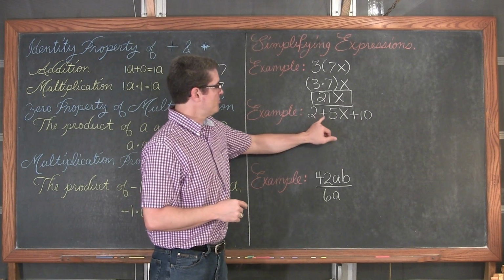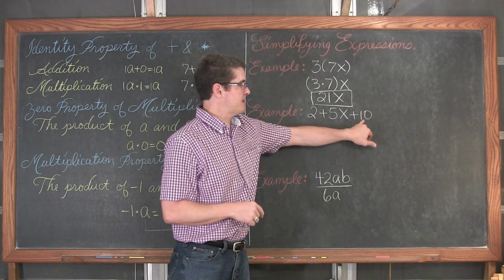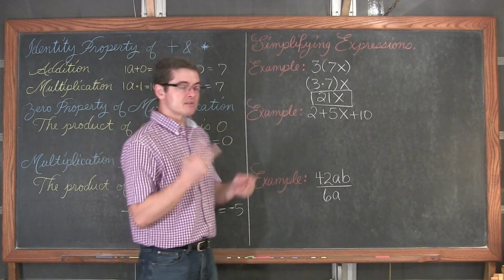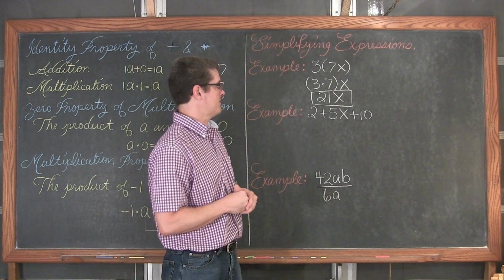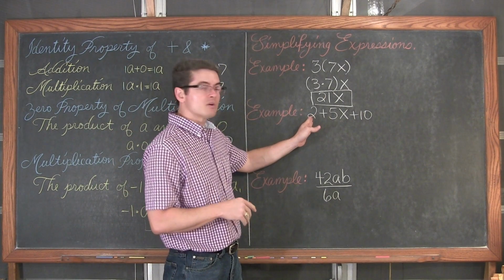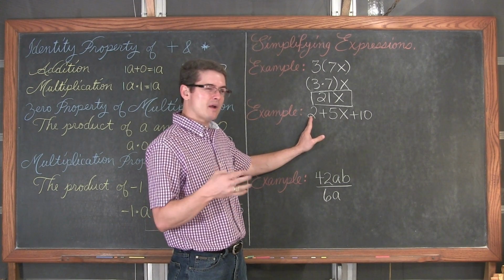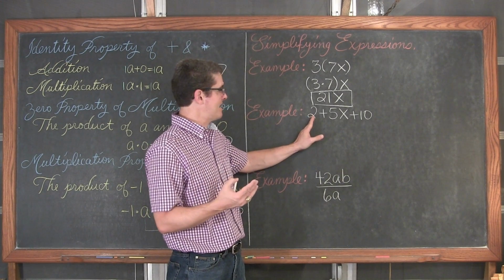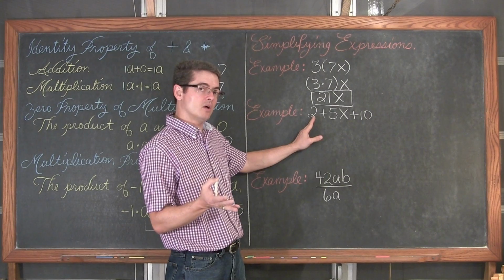Well, here we have 2 plus 5x plus 10, and this expression has a couple of like terms that we can add together. Indeed, those like terms are the constant, or the regular value, the term here that has no variable in it, just a 2 sitting alone.